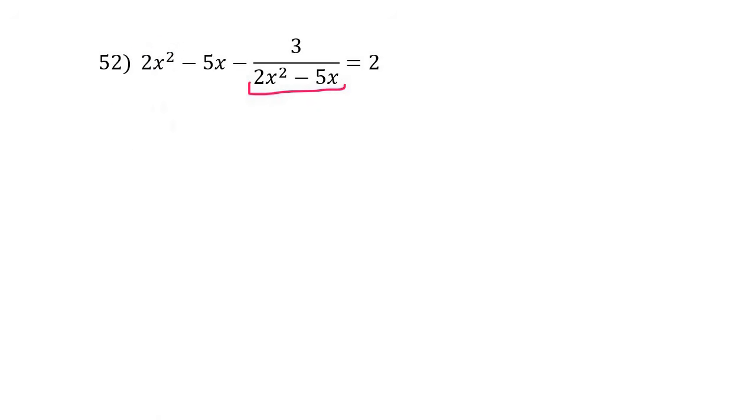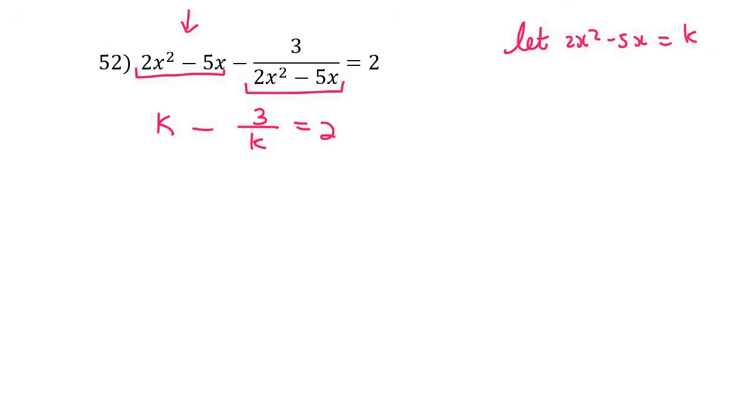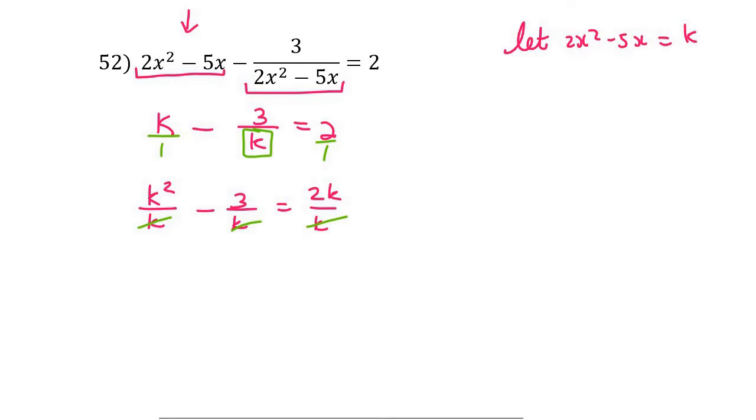So now what we do is we look for the part that repeats, and if you look carefully, it's this part here, it's the same. So what we then do is we say let that part, 2x squared minus 5x, let's call that k instead. So now I can replace all of that with k minus 3 over k equals 2. Now we just need to get a common denominator, which is going to be k, because these are over 1 at the moment. And so that's going to give us k squared over k minus 3 over k equals 2k over k. Now the k's cancel because they're all the same. And so we now have k squared minus 3 equals 2k.